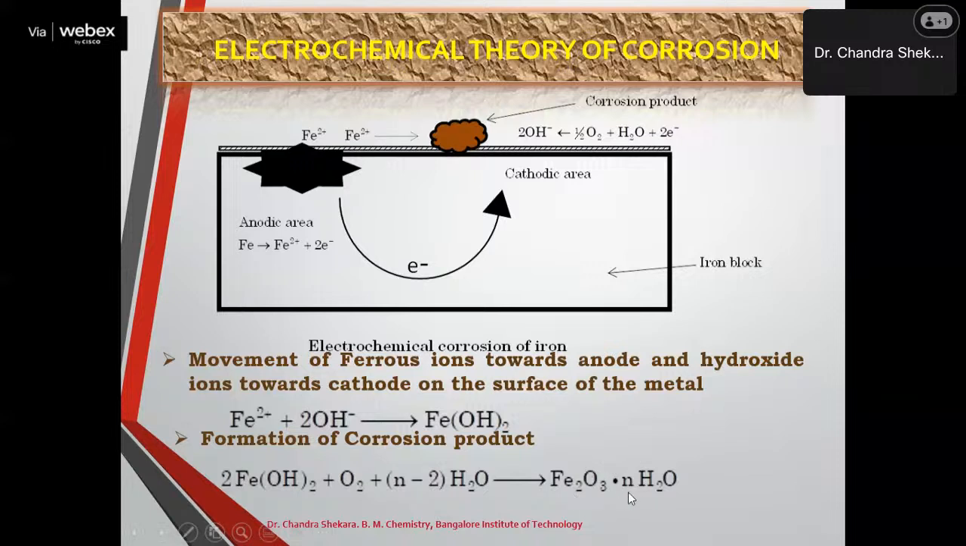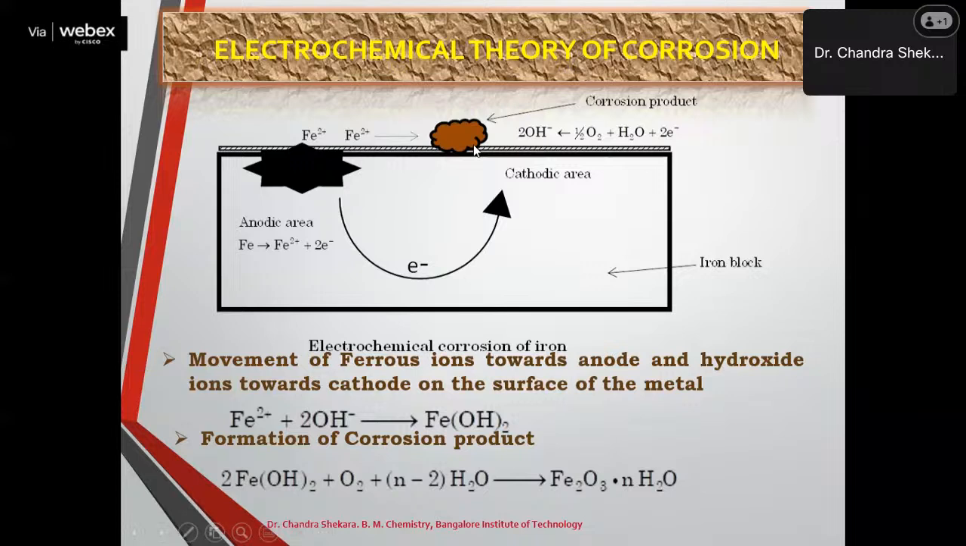Whatever compound we get here is the same compound we find in hematite ore. Therefore, after corrosion, the corrosion product of iron formed is the natural state of iron, which is available in nature in the form of hematite ore. That is, whatever rust is formed over the iron metal is Fe2O3·nH2O, and we observe the rust formation in between the anodic area and the cathodic area. Therefore, this is a simple explanation for the mechanism of corrosion.